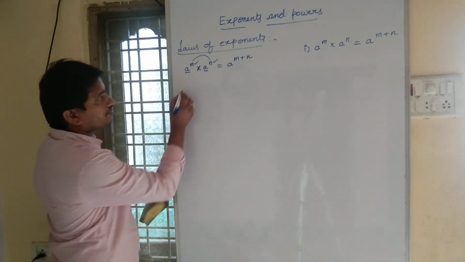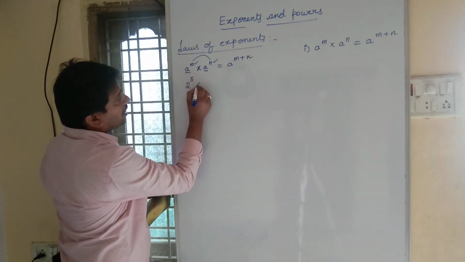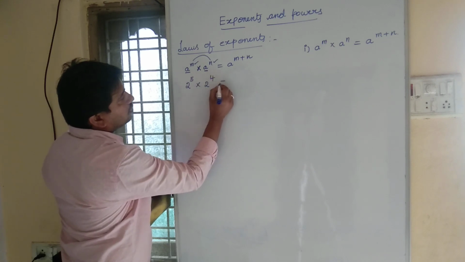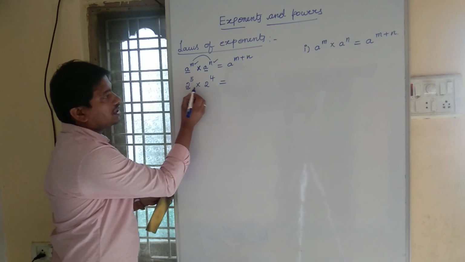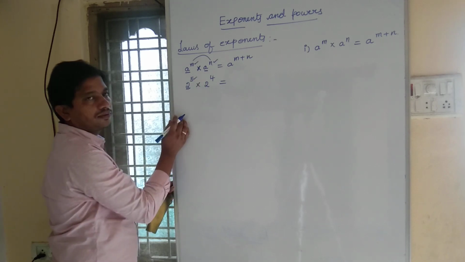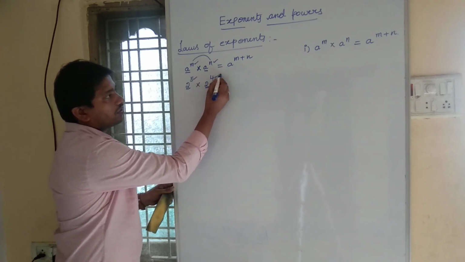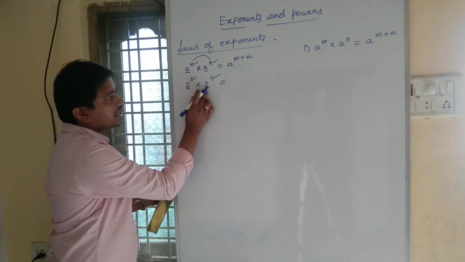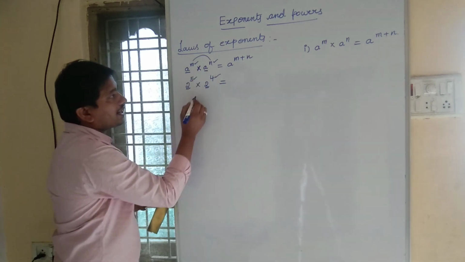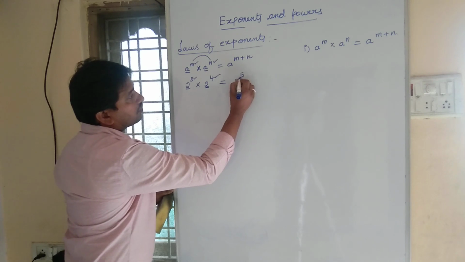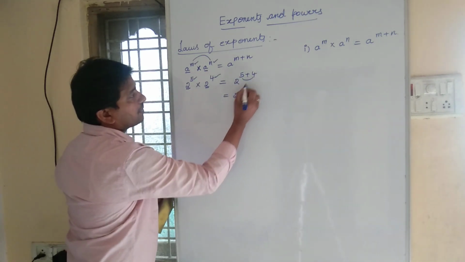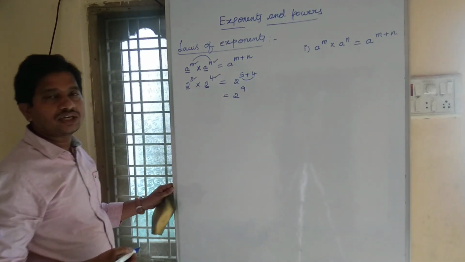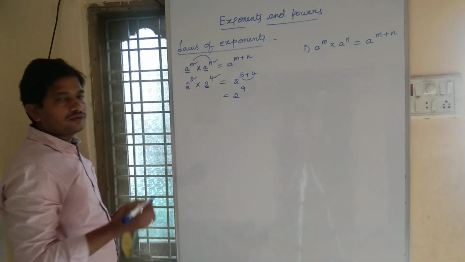For example, 2 power 5 into 2 power 4, children. If you observe here, the base is 2, the power is 5. Here the base is 2, the power is 4. As the bases are equal, the powers should be added. I mean 2 power 5 plus 4, that is equal to 2 power 9, children.